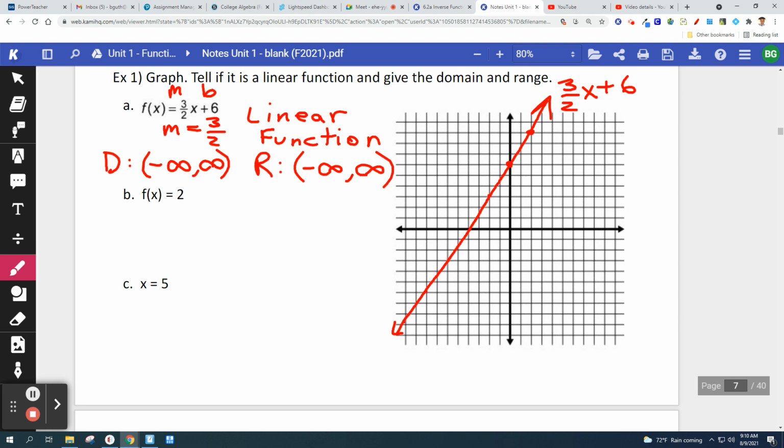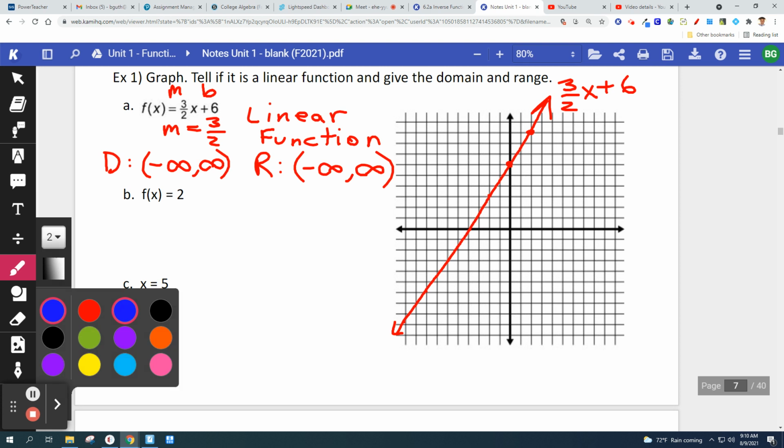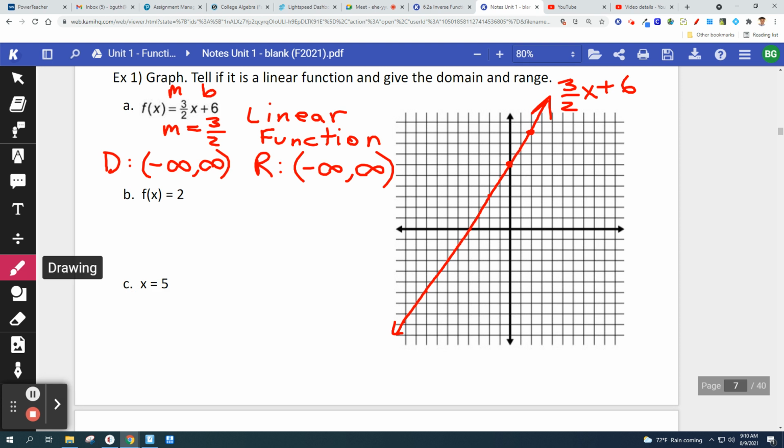Part B, f of x equals 2. It might help you to think of this as y equals 2. And if you wanted to think about it in slope-intercept form, I suppose you could say it's y equals 0x plus 2, kind of like that. But a lot of people will get their y equals 2 and their x equals 5, they'll get their x's and their y's backwards.